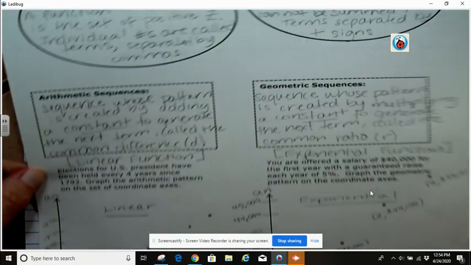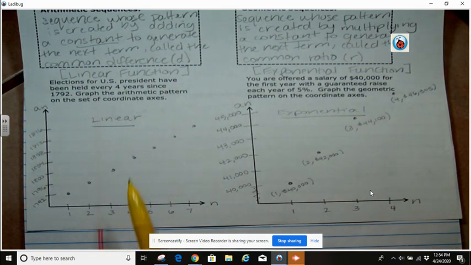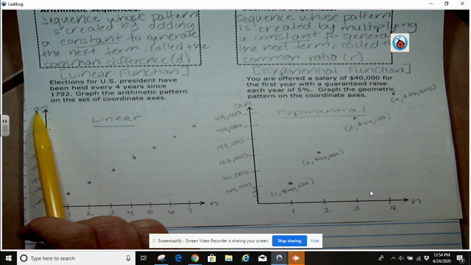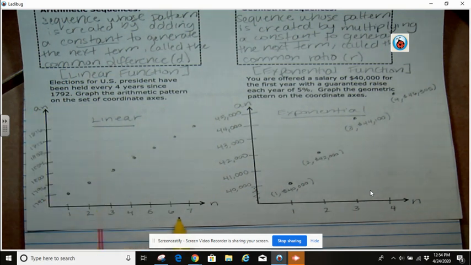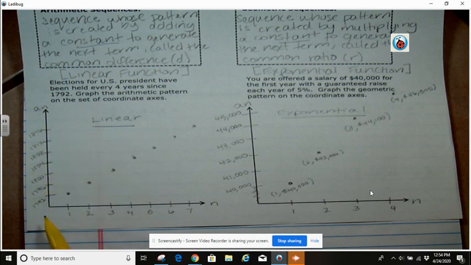So I went ahead and did this bottom part. Elections for U.S. president have been held every 4 years since 1792. Graph the arithmetic pattern on the set of coordinate axes. When you graph a sequence, your x-axis is n and your y-axis is a sub n. Your x-axis would always be positive integers because it represents a first term, a second term, a third term, a fourth term, etc. Whereas your y-axis is the actual value of each term, so that could be anything.